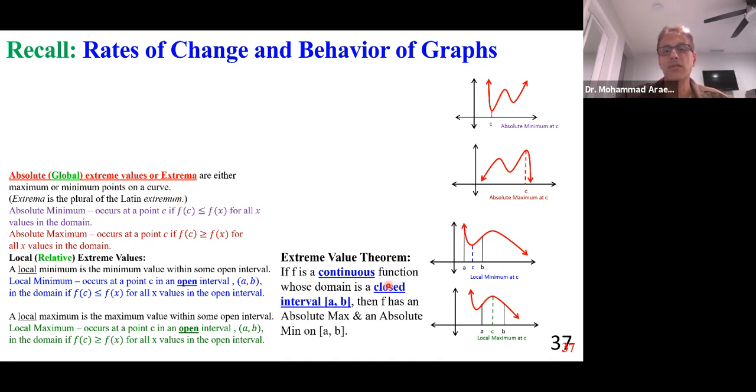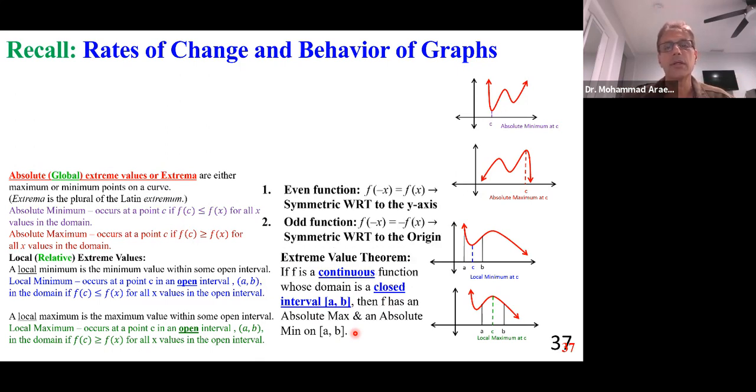If f is a continuous function whose domain is a closed interval of a to b, then f has an absolute max as well as an absolute minimum on the interval of a to b, if we happen to have a closed interval. That's what happens.